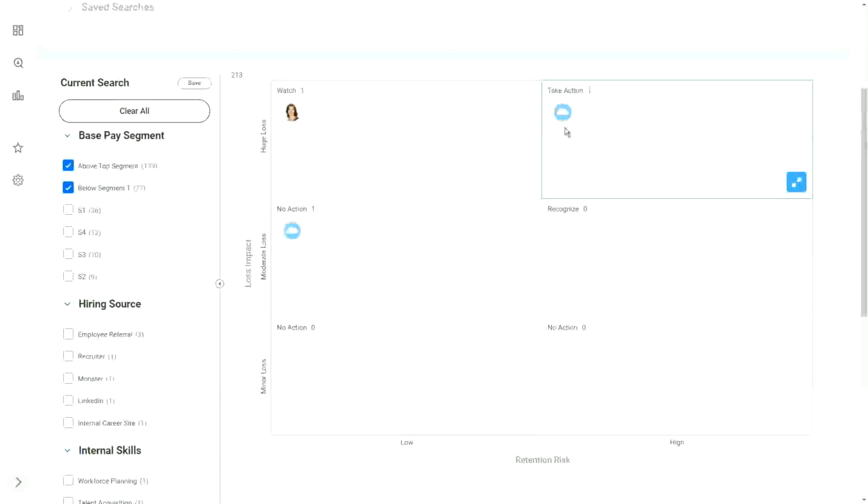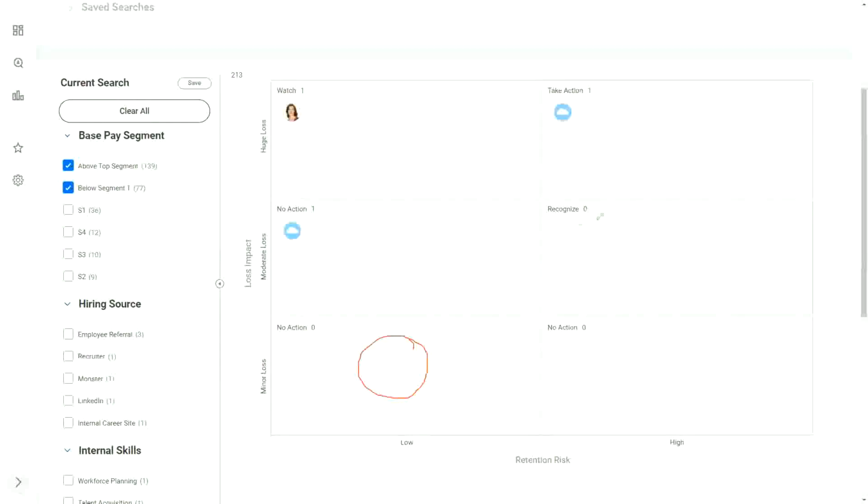Isn't it? In which set of employees? So if somebody is in this box, will the manager be too worried about people in this box? Minor loss. Anyway, they are not leaving. It's a low retention risk. And even if they leave, I don't care. I can get another person, I can replace them easily.